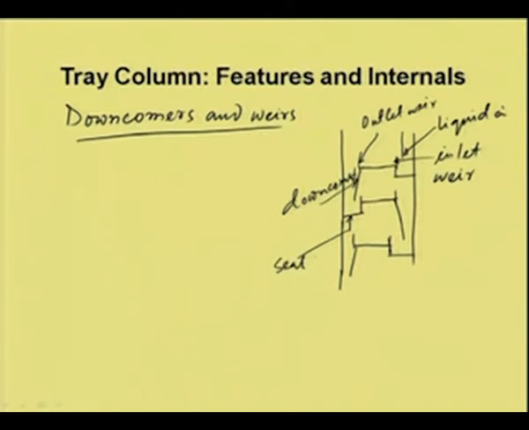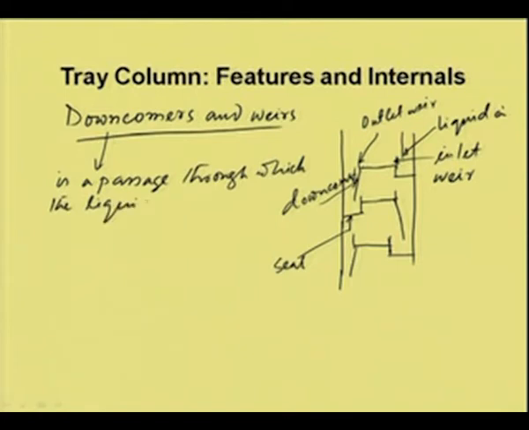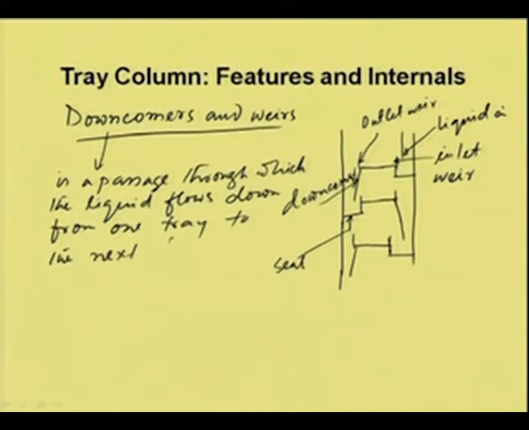So downcomer basically is a passage through which the liquid flows down from one tray to the next tray below.